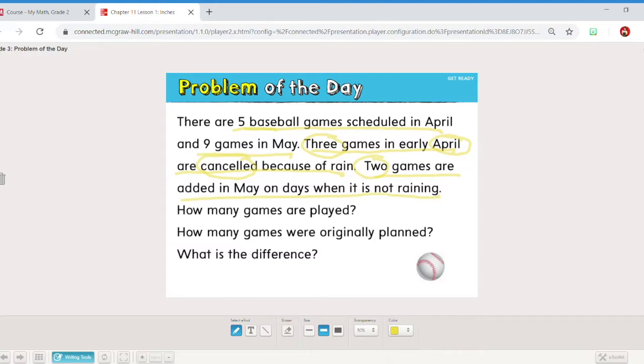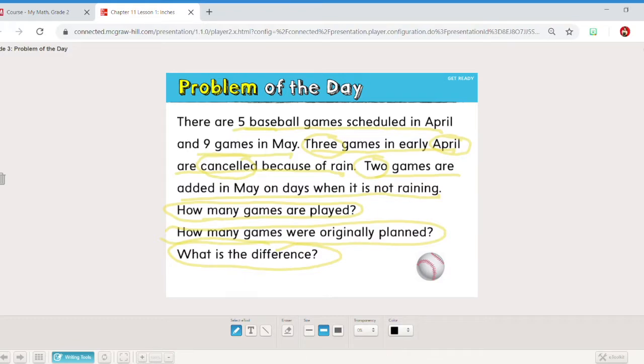How many games are played? How many games were originally planned? What is the difference? Whoa, this is a big question. There's a lot of information in here. So let's work it out. We're going to start here with figuring out how many games are played.